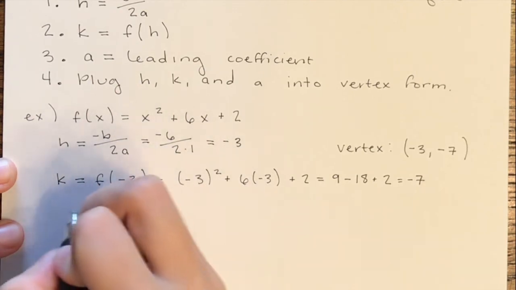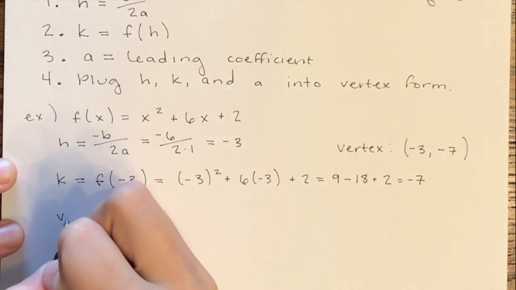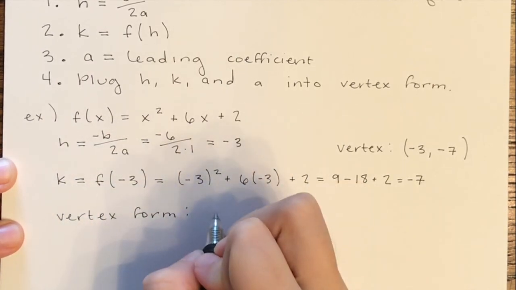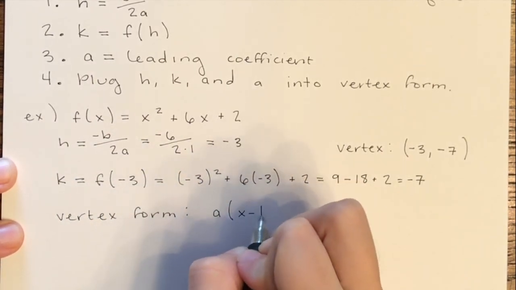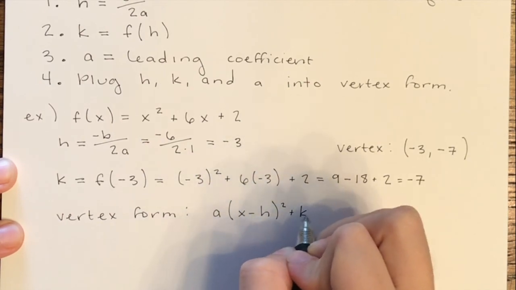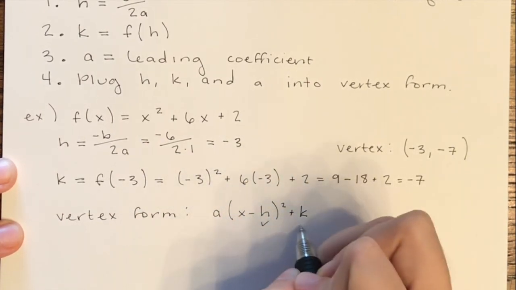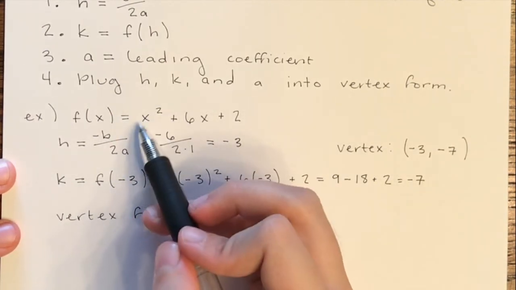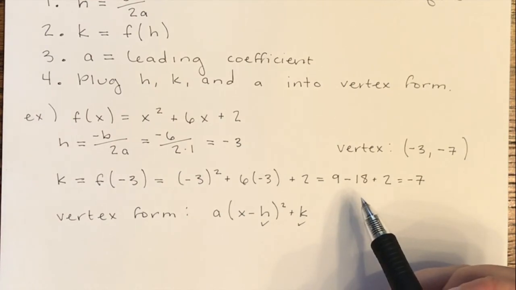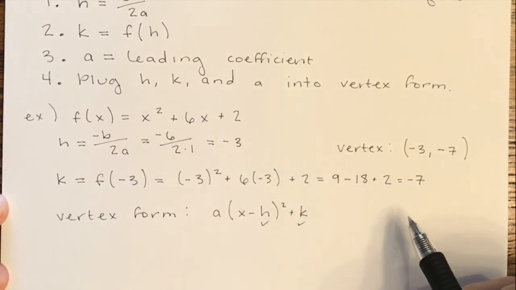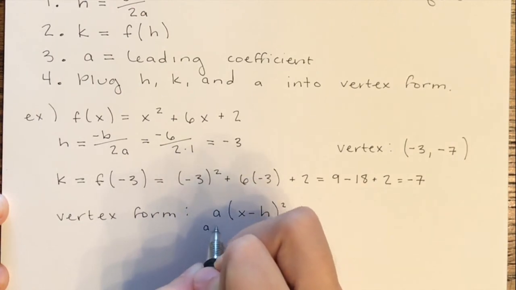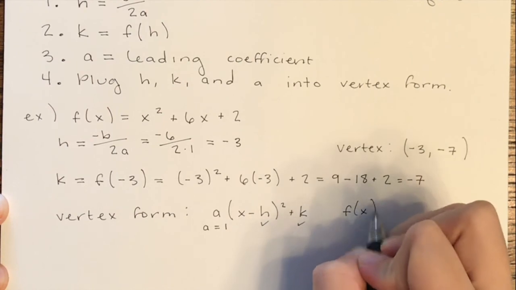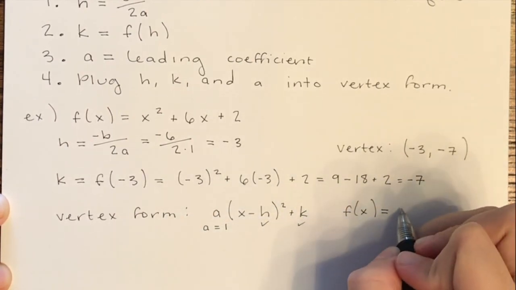If we look at our vertex form, we've got a times x minus h squared plus k. We've found h and k, we just need a, but remember, a is the same as the leading coefficient from our original function. What is our leading coefficient here? It's just 1, right?